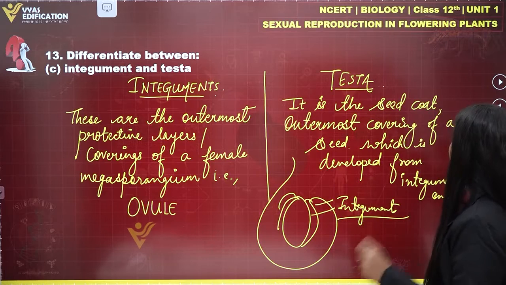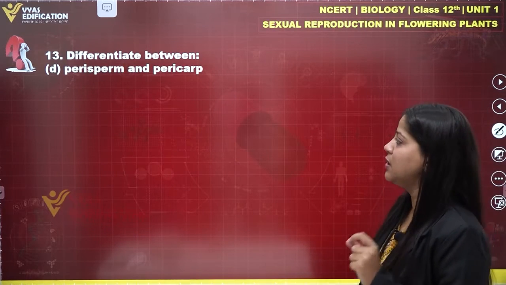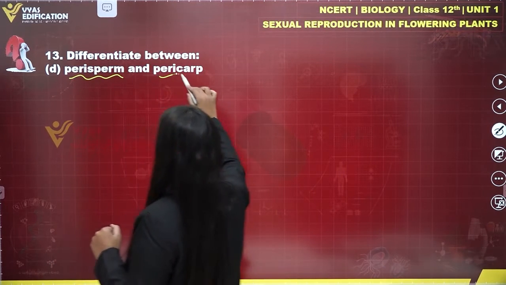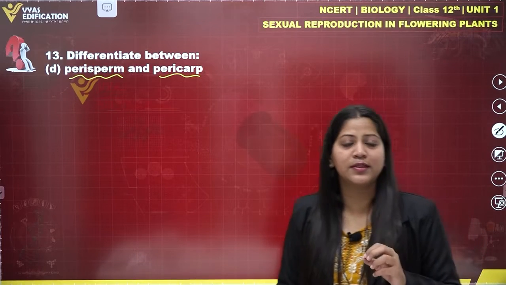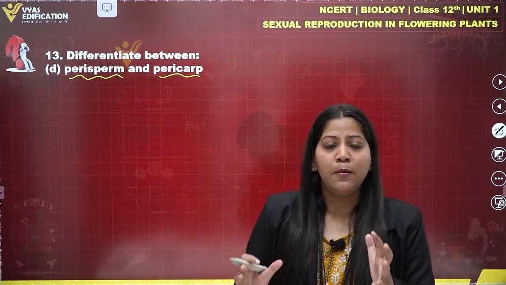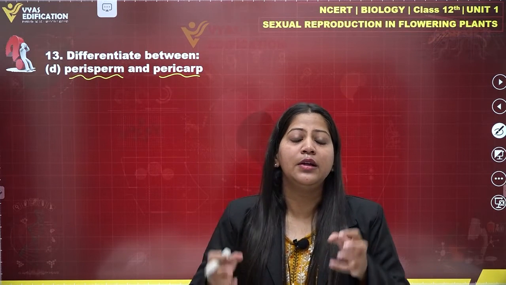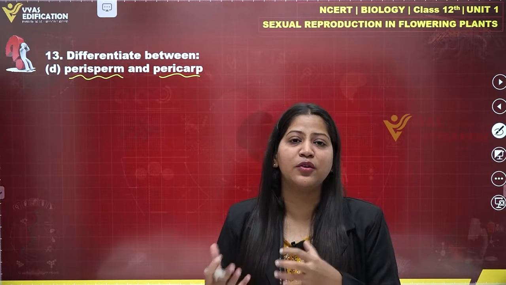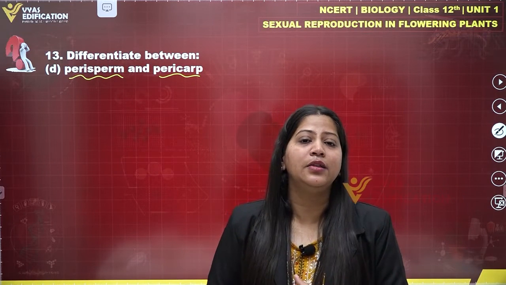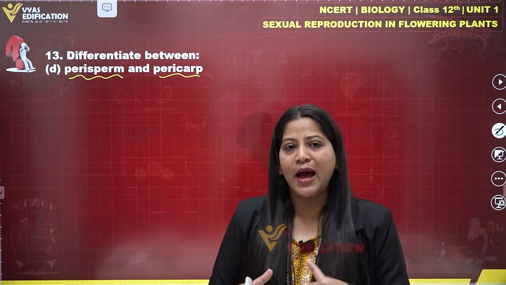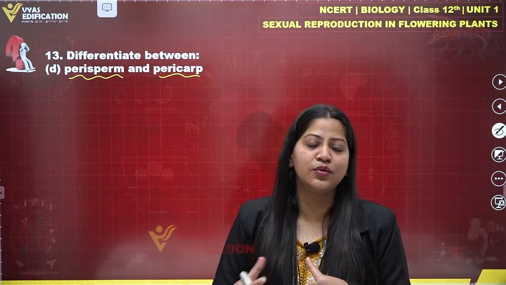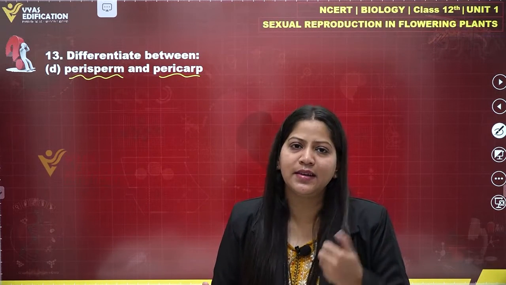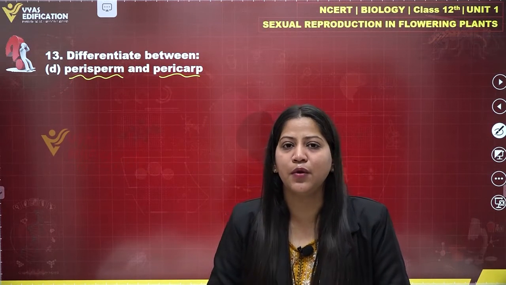Now moving on to the last part of this question, that is differentiate between perisperm and pericarp. First, we are going to discuss perisperm. What is perisperm? The persistent residual nucellus. Now, what is nucellus? We know that nucellus is the special kind of tissue which is present inside the ovule. What happens after fertilization? This nucellus tissue is actually digested by the developing embryo. In some seeds, it does not. It persists.